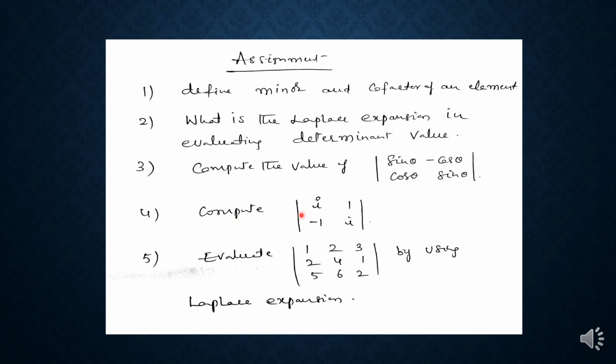Next, compute the determinant of i, minus 1; 1, i. Like the determinant of a, b; c, d we write ad minus bc, like that, i into i square minus of minus 1 into 1, plus 1. So that is i square plus 1. What is the value of i square? Here i is the imaginary number where i square is equal to minus 1. So i square plus 1 means minus 1 plus 1 becomes 0. So the value of this determinant is 0.